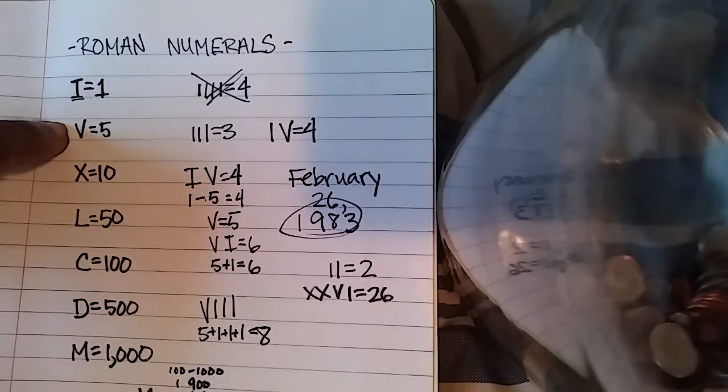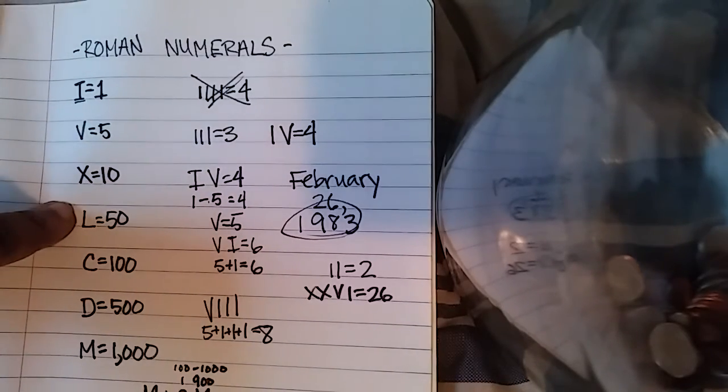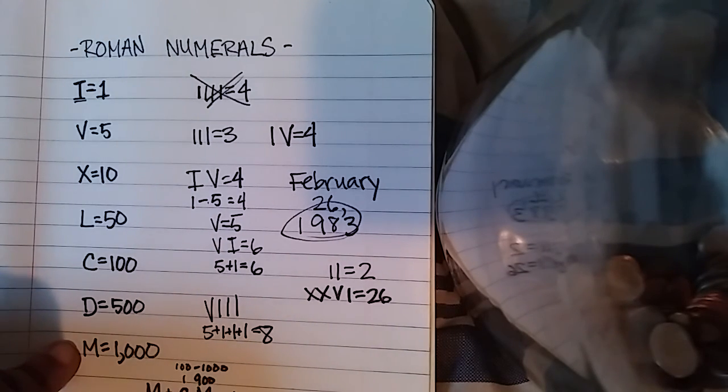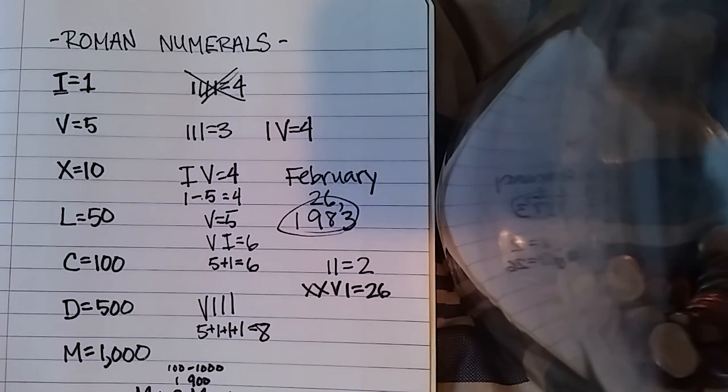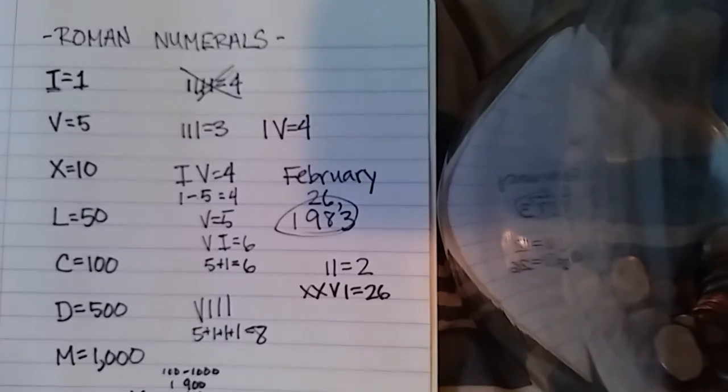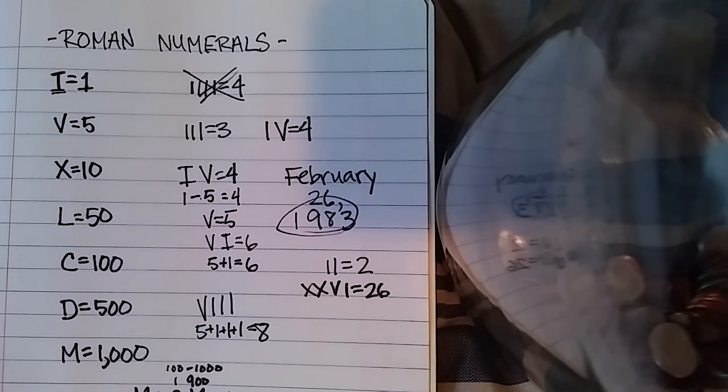These are the symbols: I equals 1, V equals 5, X equals 10, L equals 50, C equals 100, D equals 500, M equals 1,000. And the rules are: you will never see 4 of the same symbol repeated. It's called the rule of 3. Only 3 of the same symbols can be repeated. If the smaller number is in front of the larger number, you subtract. If the larger number is in front of the smaller number, you add.